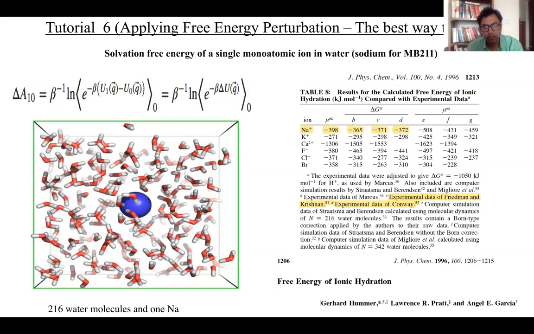And to see if you're on the right track, I'm also sharing with you a paper by Gerhard Hummer on free energy of ionic hydration. Do read this paper, okay? It's a very thorough work, and they have compared with the experimental data of Friedman and Krishnan. I tried to pull out this paper by Friedman and Krishnan. It's a huge paper, I think more than 50 pages. I didn't end up reading it.